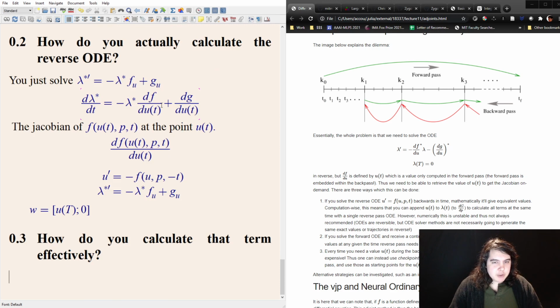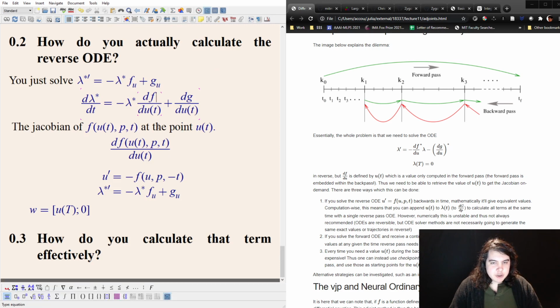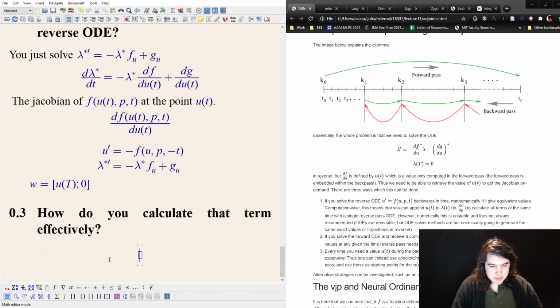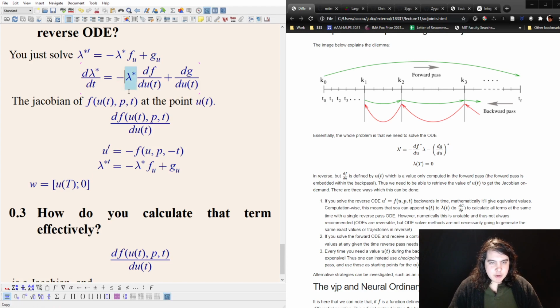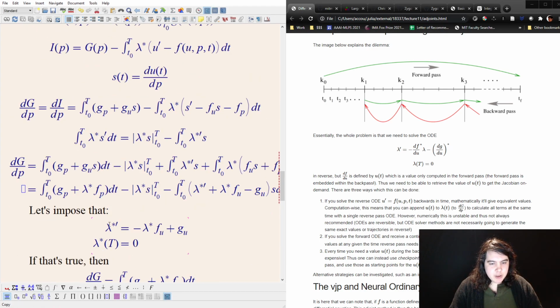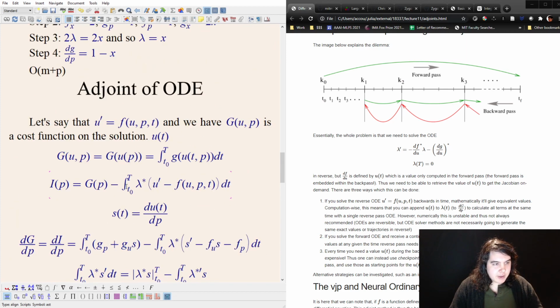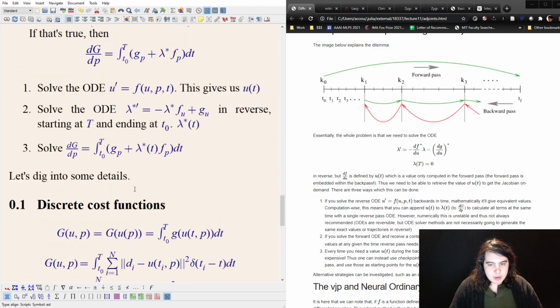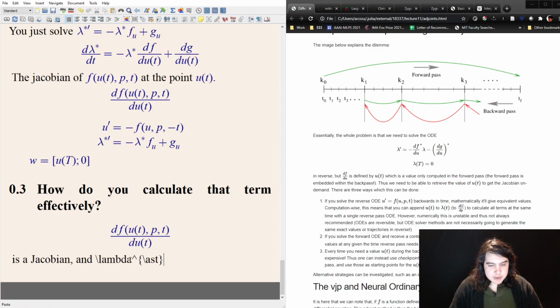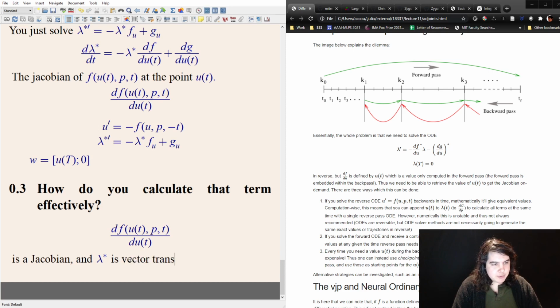Well, this is actually kind of interesting, right? Because this is a Jacobian, and lambda star. I'm sorry if I did not explain my terminology here. The star is just an adjoint, which is a conjugate transpose, right? So if everything is real numbers, it's just a transpose. So lambda star is a vector transpose.